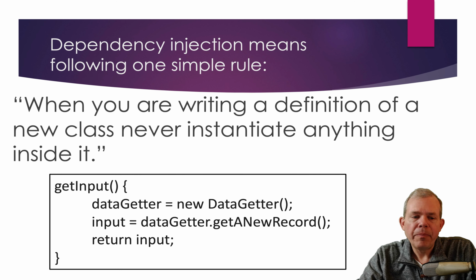So here's an example. We have a method here, or a class called getInput. The first line there where it says data getter equals a new instance of it, there it is. That's the new instance of it. And we're going to try to avoid this when we use dependency injection.